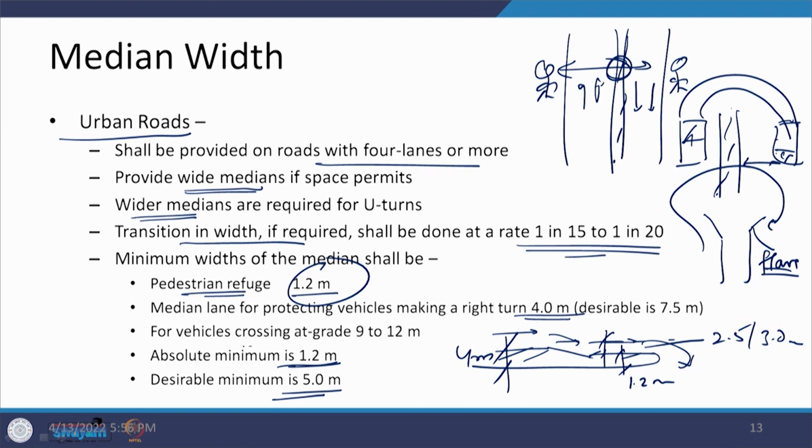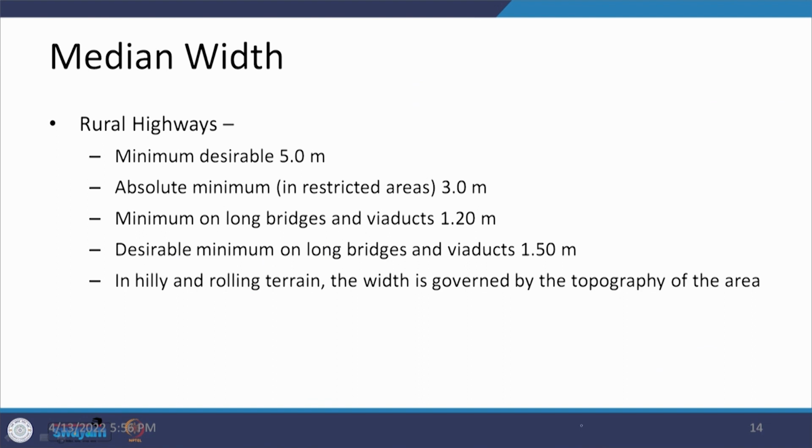When there are vehicles which are crossing at grade, so the crossing conditions are there. So, these vehicles are crossing like this or they are crossing in this manner. So, at this particular condition, if the medians need to be used, they can be as wide as 9 to 12 meters. When we look at the rural highways, the minimum desirable is 5 meters. The absolute minimum in the restricted area is 3 meters.